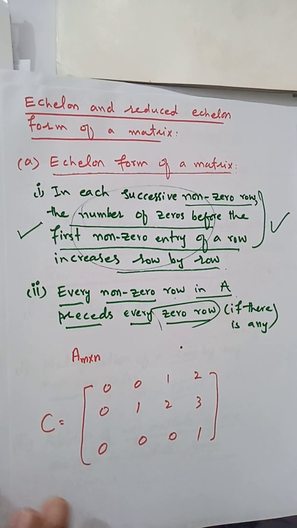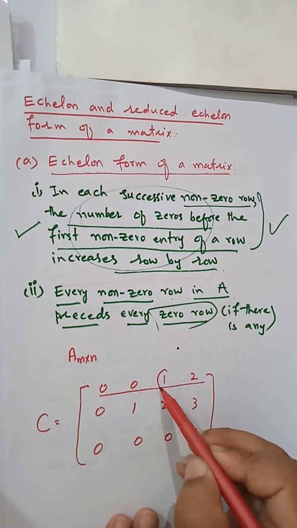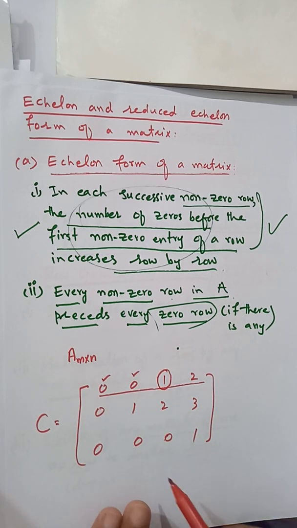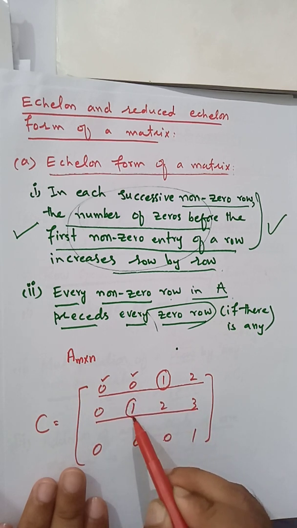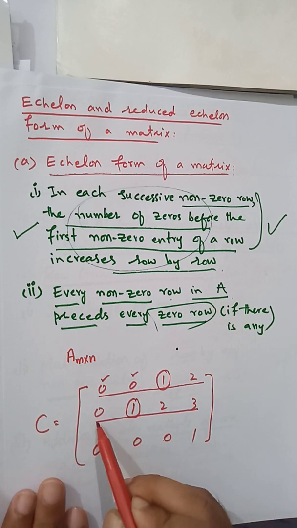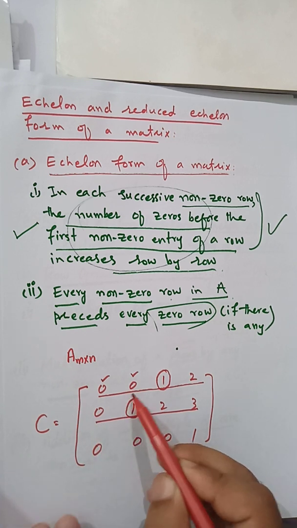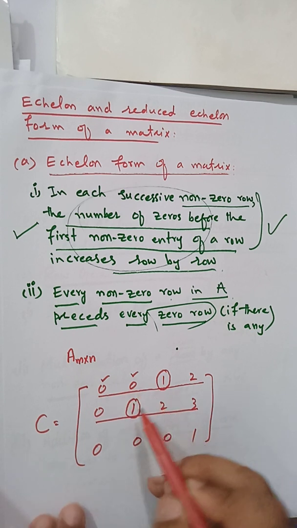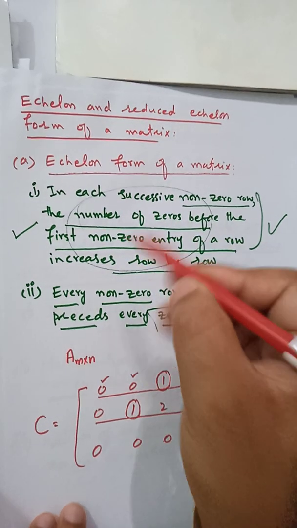Let's say this is a matrix C. So this is your first non-zero row. In the first non-zero row this is your first non-zero entry. Before the first non-zero entry there are 2 zeros. Now this is your second non-zero row. In the second non-zero row the first non-zero entry is 1, and before that non-zero entry there is 1 zero. So it means that in the next non-zero row the number of zeros before the first non-zero entry has not increased compared to the first non-zero row. So condition number 1 is not satisfied.